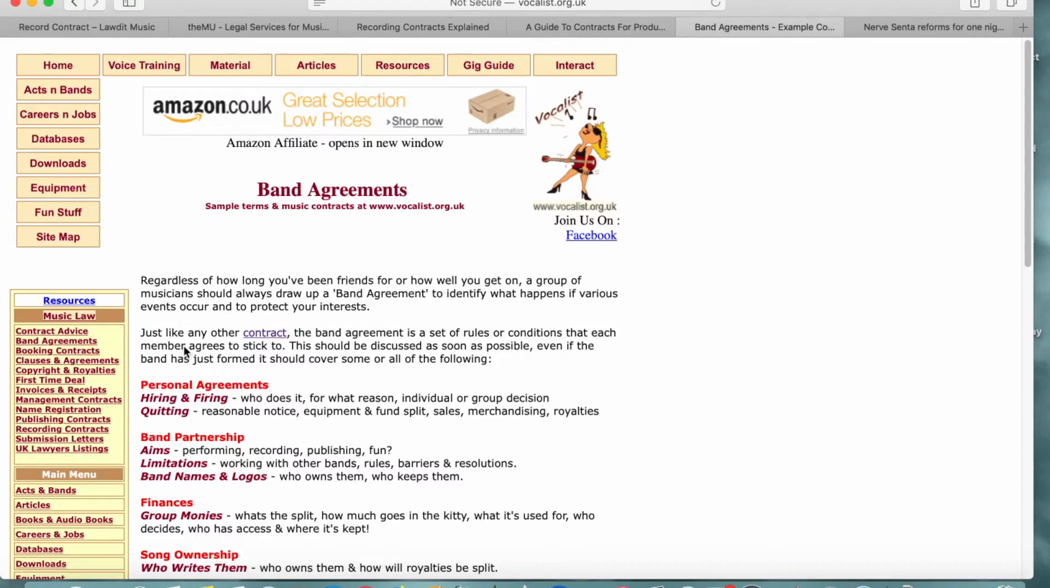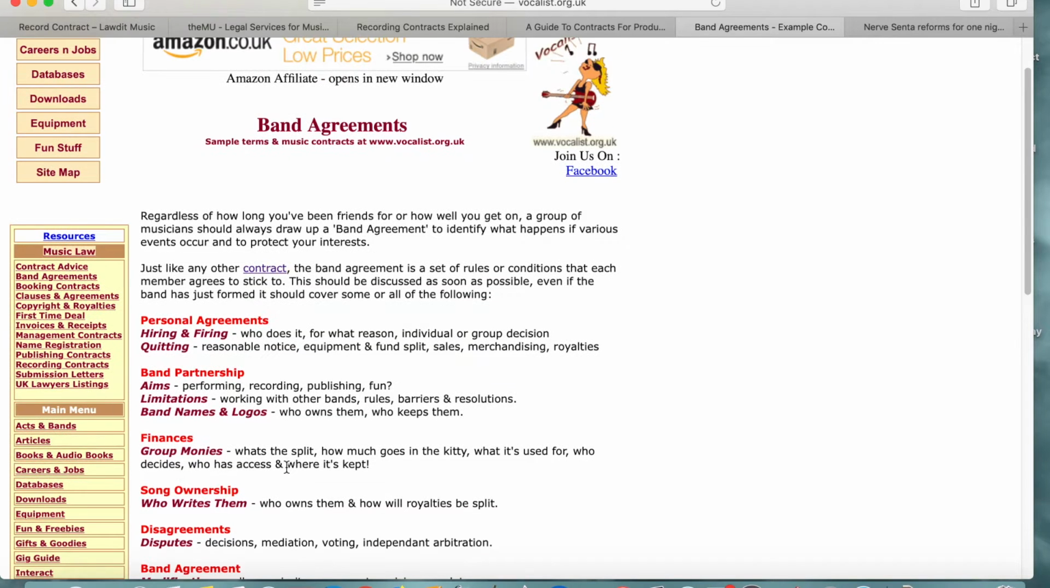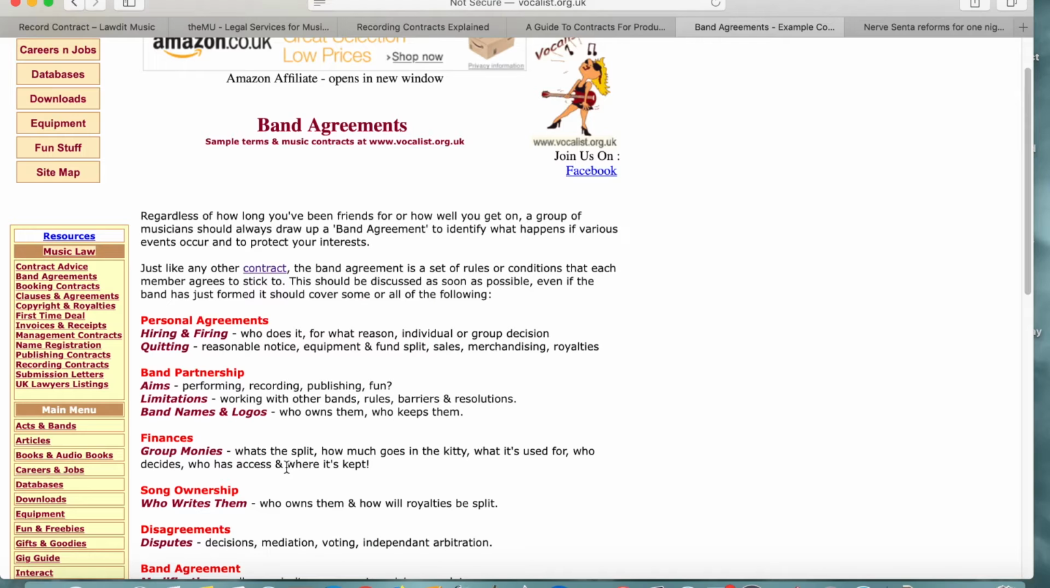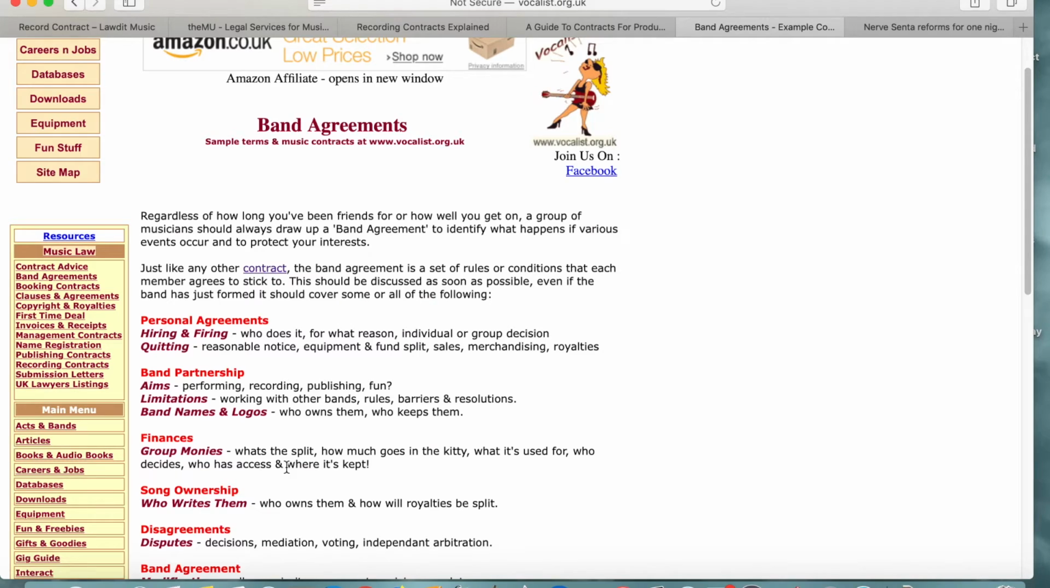Basically, it's always a good idea to get this stuff sorted out fairly early on. It's about who does the hiring and firing of the band, what happens if somebody leaves, what are the aims, and do people in the band have particular jobs? What happens about the band logo if the band splits up? That type of thing. So it's good to get that sort of stuff out of the way right at the beginning. The other thing is, what about songwriting?